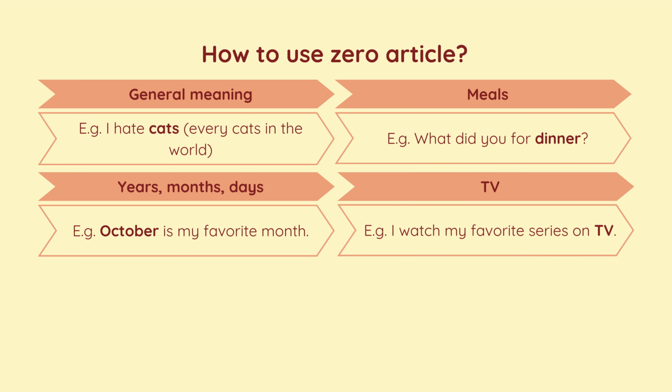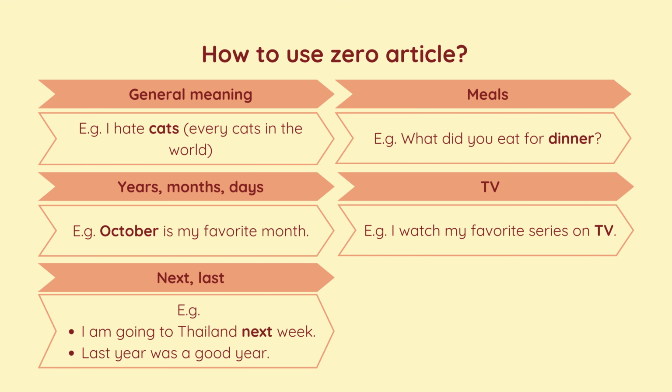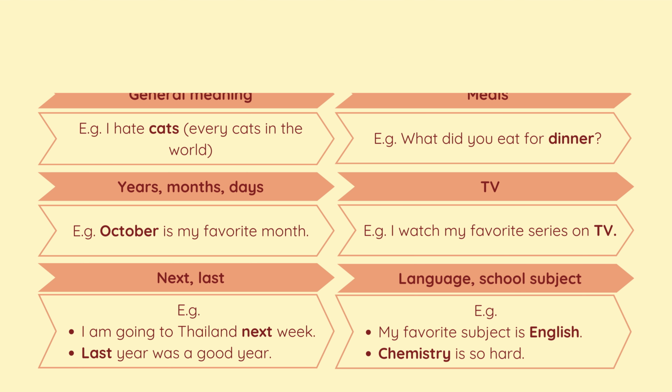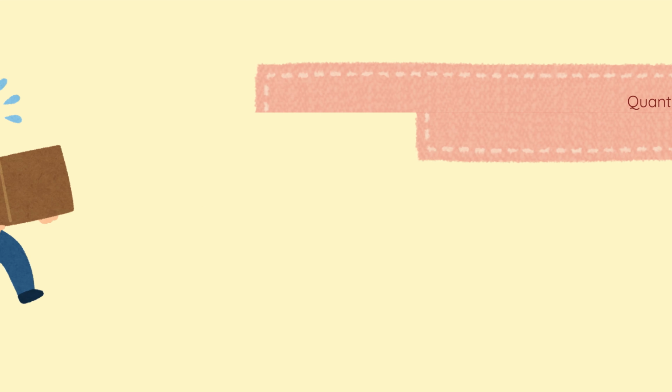Fourth, when using the word TV. For example, I watch my favorite series on TV. Fifth, when mentioning the word next or last. For example, I'm going to Thailand next week. Last year was a good year. Sixth, when referring to language or school subject. For example, my favorite subject is English. Chemistry is so hard. Now, moving on.